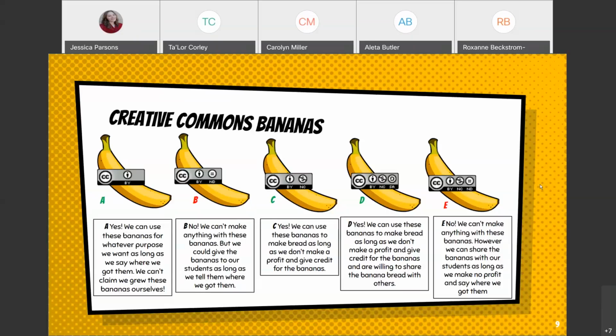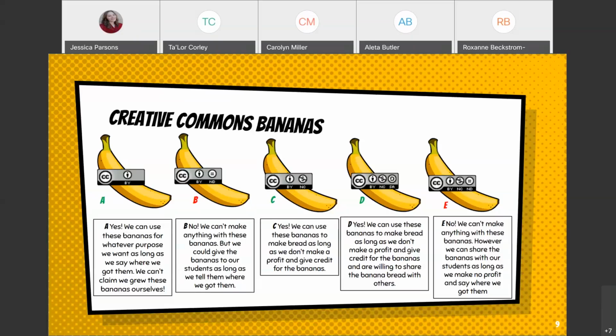All right. So it looks like everybody answered A, and that is totally correct. We can use the A bananas to make banana bread for our students. We just have to make sure that we let our students know where we got it. We can't claim that we grew the bananas ourselves, but we can let them know that we went to Fry's or Costco and we bought these bananas for them.